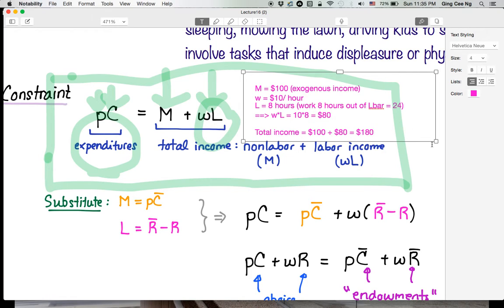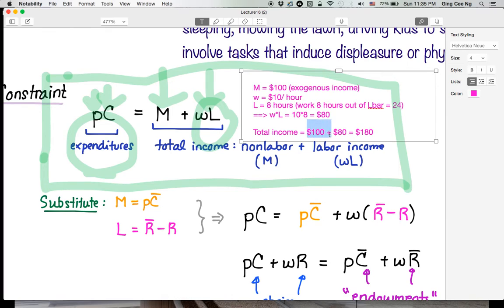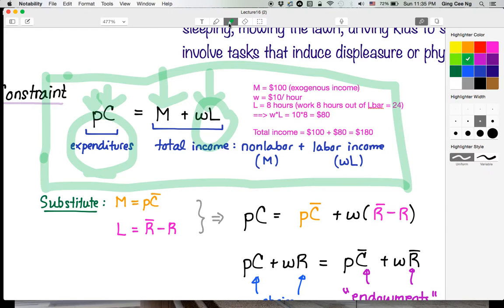Okay, so we call this $100 non-labor income, because that's your exogenous income. You got the income through some sort of lump sum transfer. You didn't do anything to get the money. That's the money that came from the sky. It's your M. The $80 in this example is called your labor income.